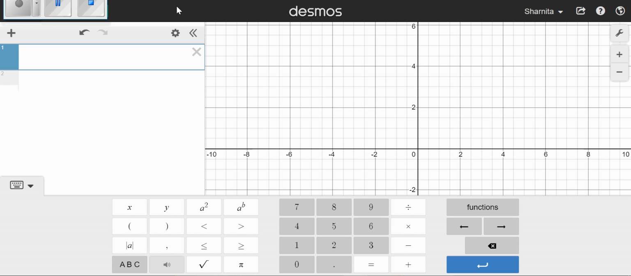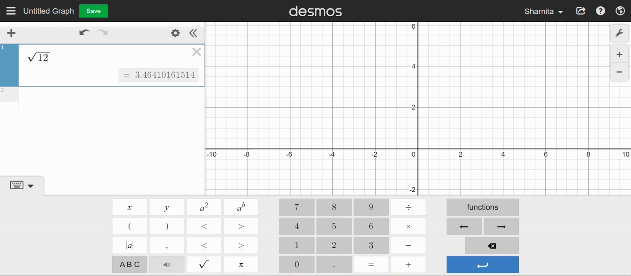Today we're going to simplify radicals using Desmos. So let's say we want to simplify the radical. Let's do square root of 12. Okay, you get a decimal that says 3.46410 on and on. But when you're simplifying a radical, you're not supposed to have any decimals.